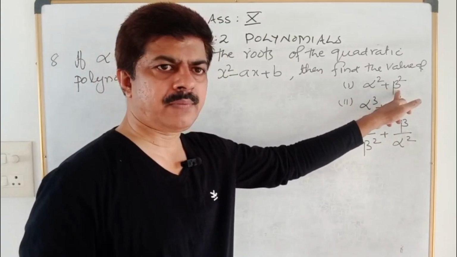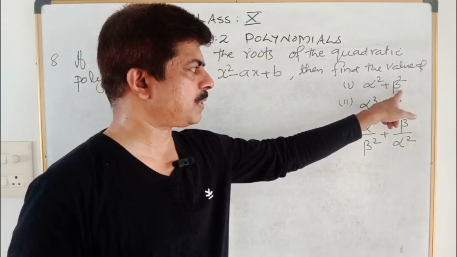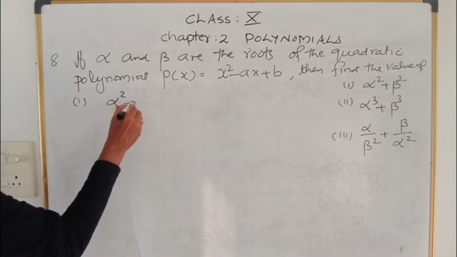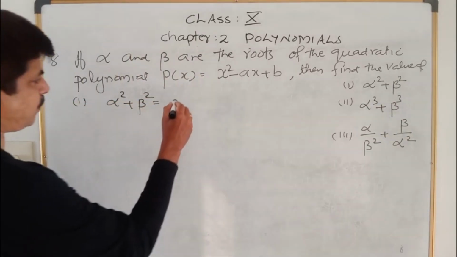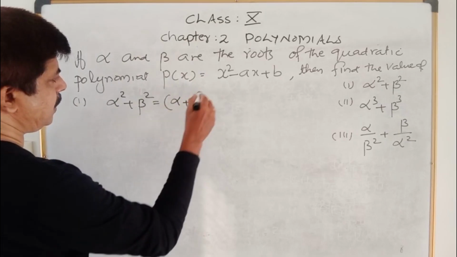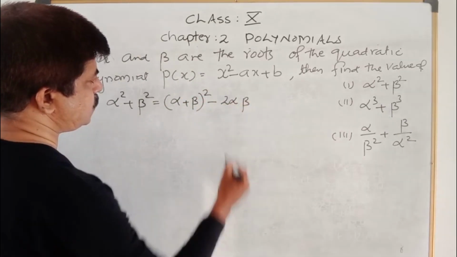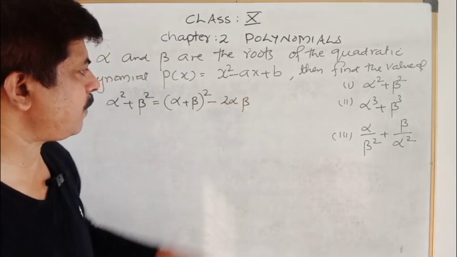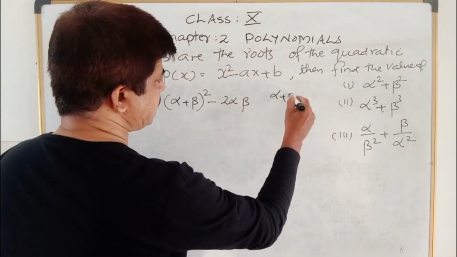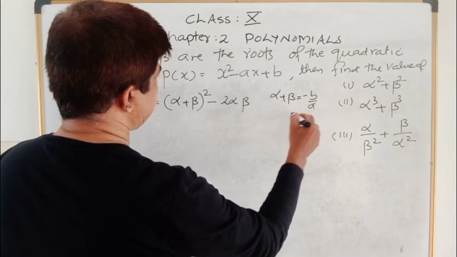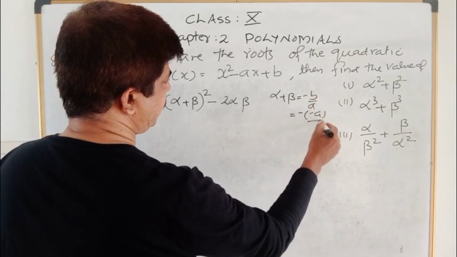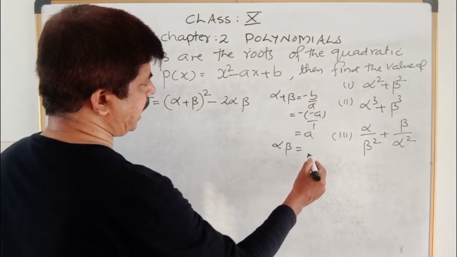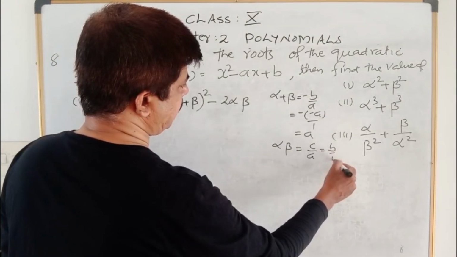Alpha square plus beta square, we have the formula. What is alpha square plus beta square? We have the formula alpha plus beta whole square minus 2 alpha beta. From the given polynomial, we are going to find the value of alpha plus beta and alpha beta. What is alpha plus beta? Negative b by a means negative of negative a, that is a. Alpha beta is c by a, and c by a means b by 1, that is b.